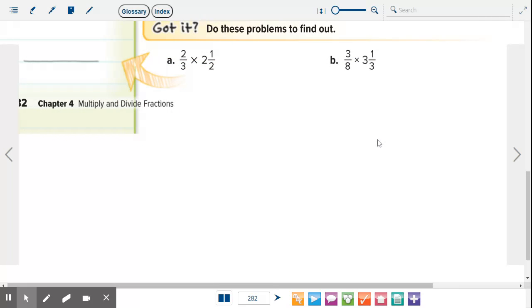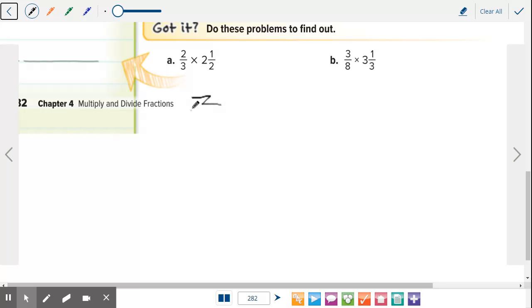So letter A, we have 2/3 times 2½. Okay, so who can walk me through this one? What do we have to do for this one? Zach? So you got to change that into an improper fraction first. So I'm going to write this 2/3 times. Okay, so walk me through that again. So 2 times 2, which is? Okay, and then what do you do? Okay, so what do we get? 5. So 5 is our numerator. And then what's our denominator? 2. There we go. Okay, so let's go ahead and multiply this out.